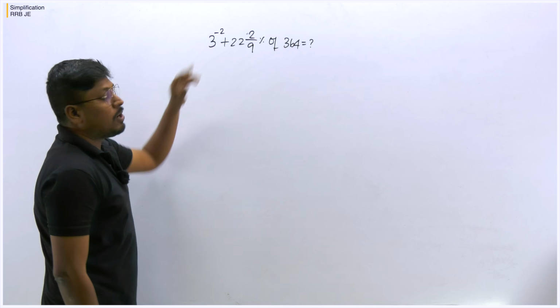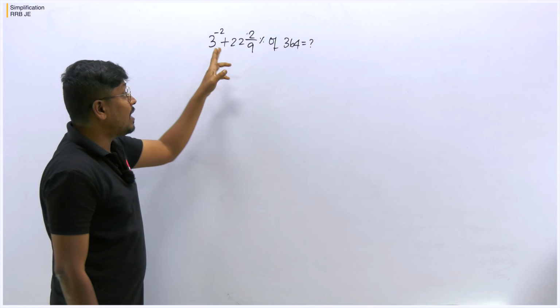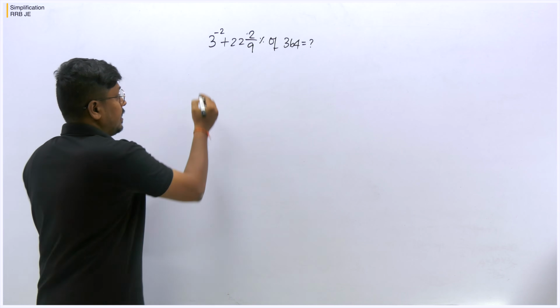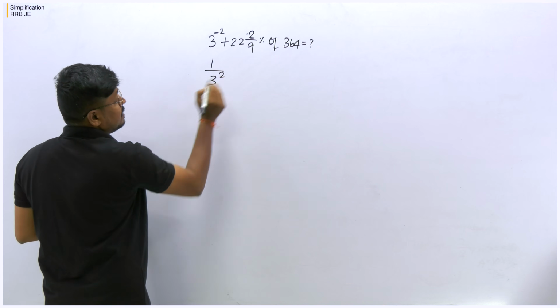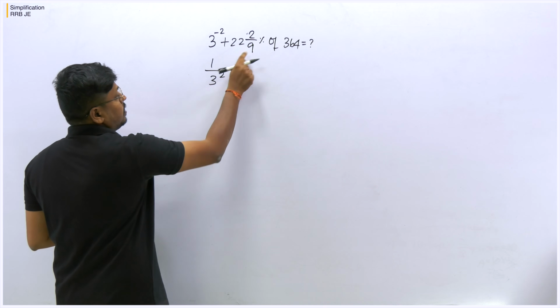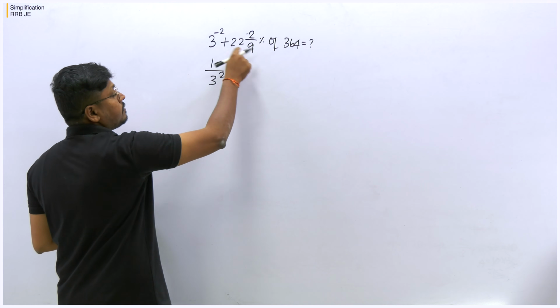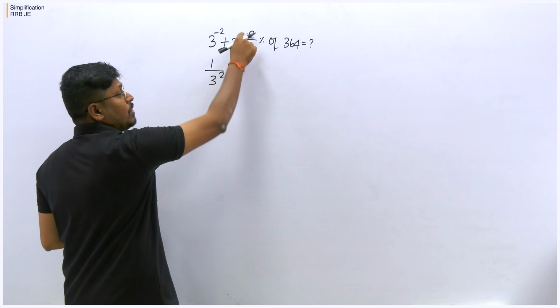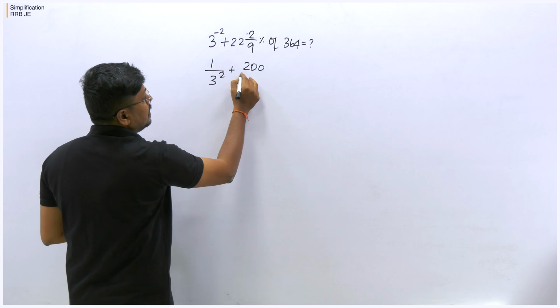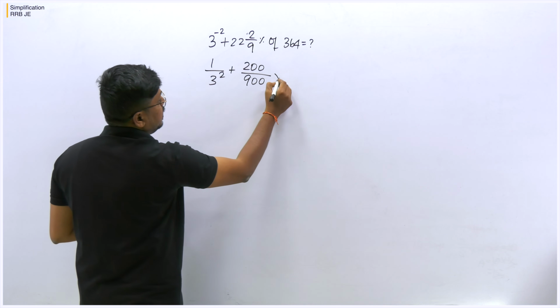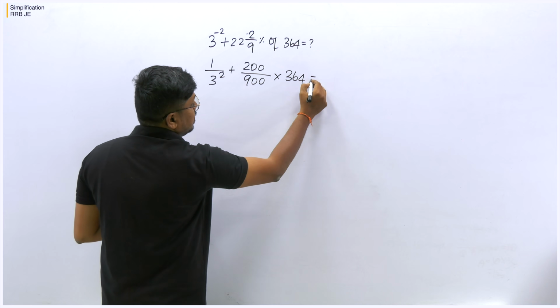Just listen here, 3 power minus 2. Just now I told you, if you need to convert 3 power minus 2 into a normal number, write this as 1 by 3 square. So now 9 2s are 18, 1, 198 plus 2 will be 200. So 200 divided by 900 into 364 is equal to question mark.